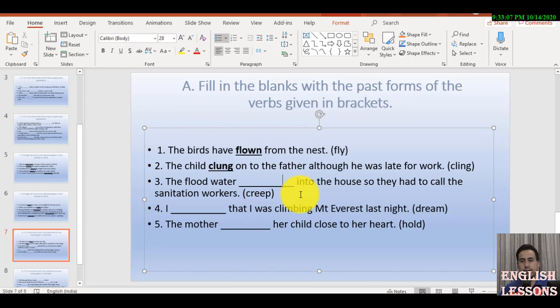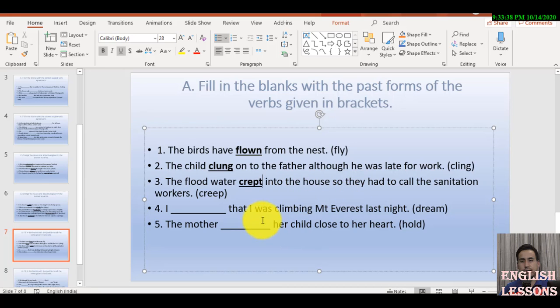The flood water crept into the house, so they had to call the sanitation workers. So the correct word will be creep, crept, crept. So the answer is crept.